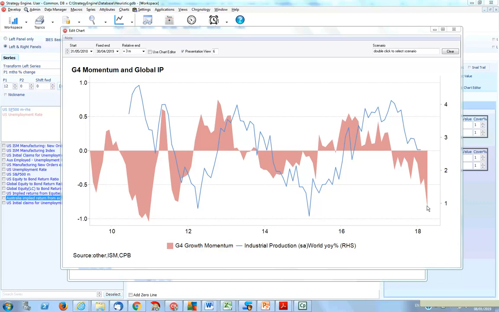So that fell away quite sharply, as I just mentioned earlier on. The new orders index in the US fell very sharply. Chinese PMI was also weak, as was Europe. So that's fallen away to levels really not seen since 2012.